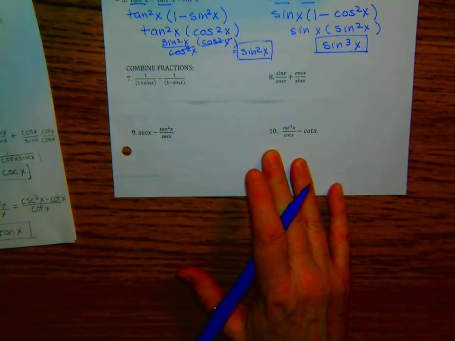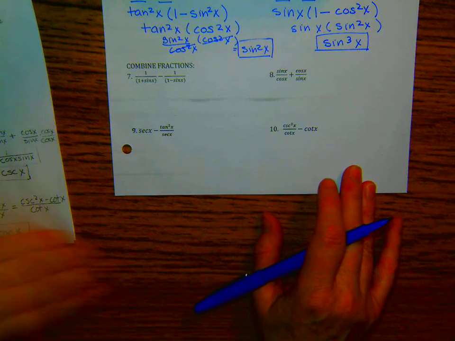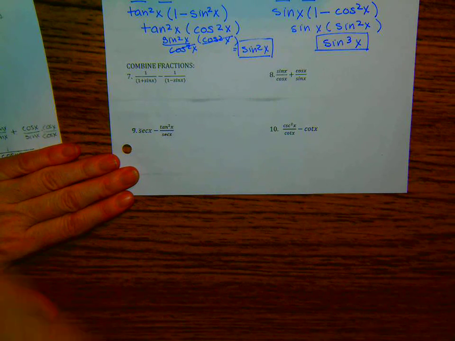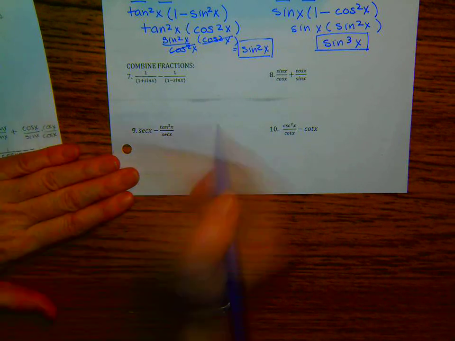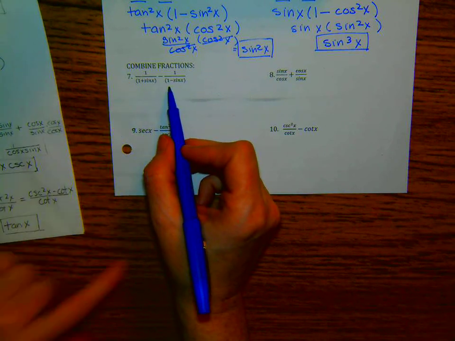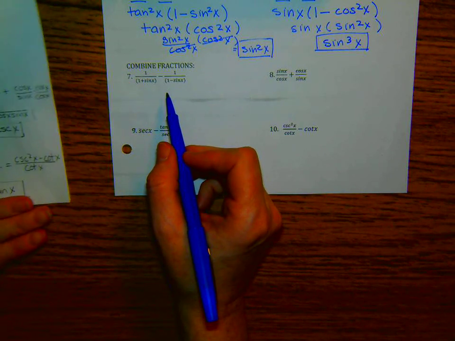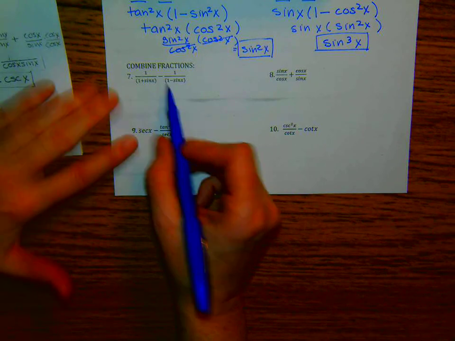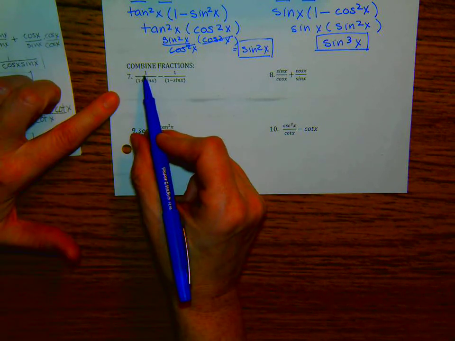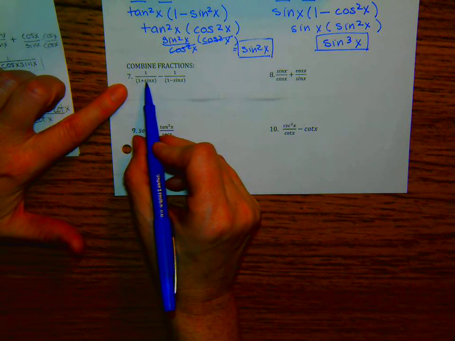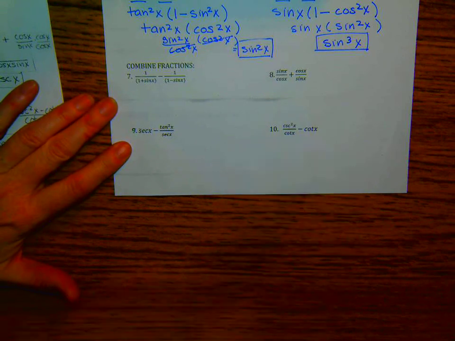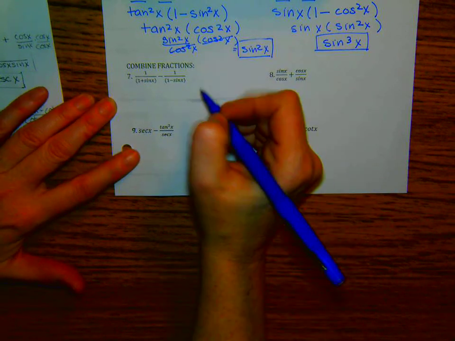All right, now our last strategy is to combine fractions. So looking at number 7, I see that I have 1 plus the sine of x and 1 minus the sine of x. I want to combine this fraction and this fraction. So it's going to take some doing. It's going to be a little bit tedious, but here we go.